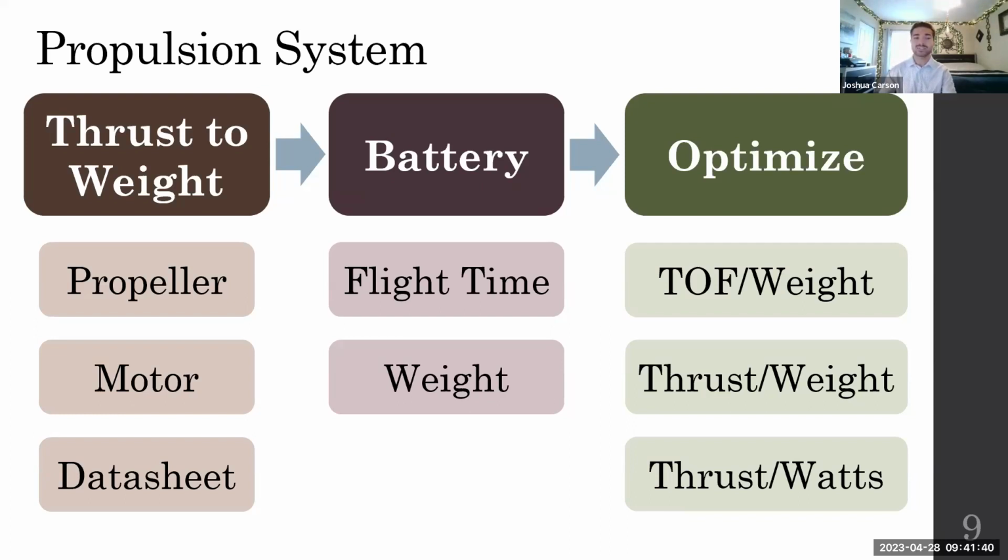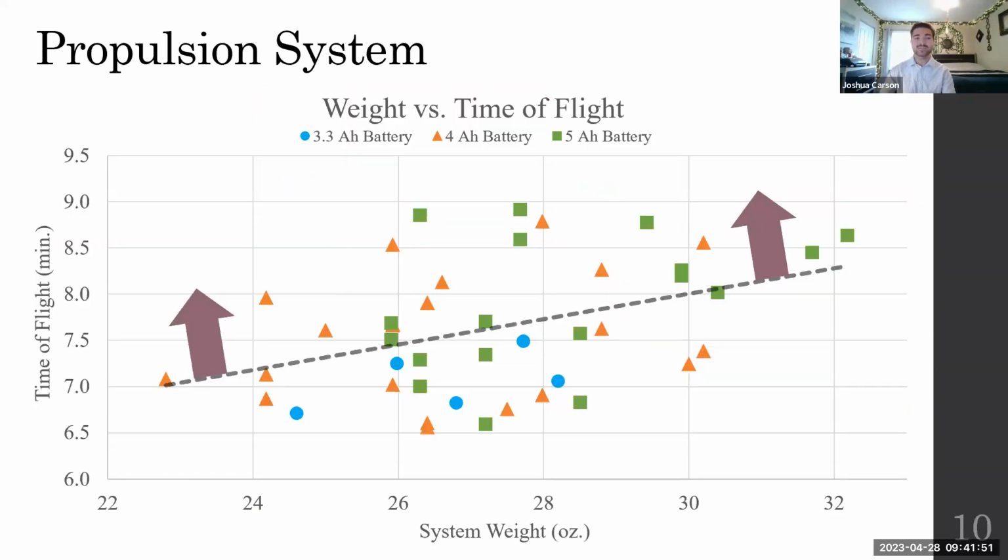So to optimize the list, we compared each option based on their flight time to weight, thrust to weight, and thrust to input power ratios. Here is an example graph of each possible combination with the battery sizes differentiated by color. In this case, we want a longer flight time for a given system weight.